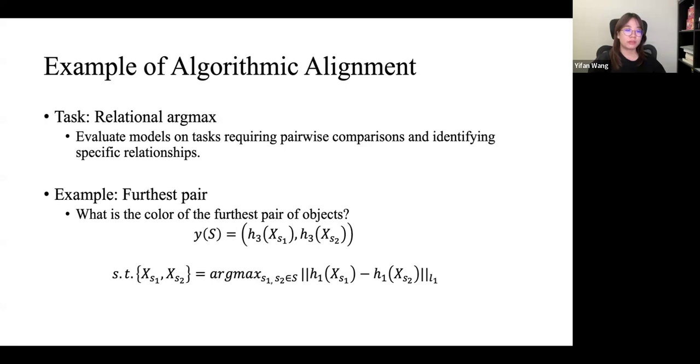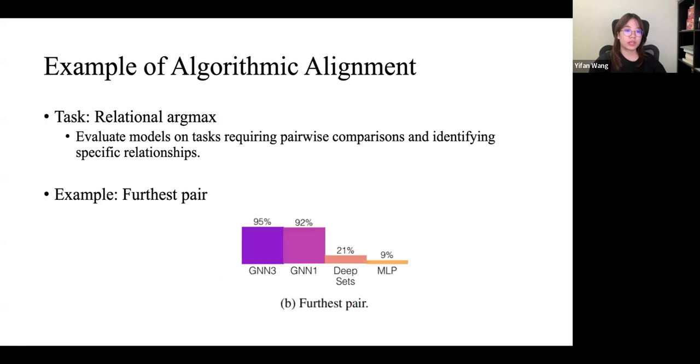So, a specific example is furthest pair. The target of this task is to find the color of the furthest pair of the objects. So here is the example experimental result. As predicted, the deep set has only 21% accuracy, while GNN has more than 90% accuracy.